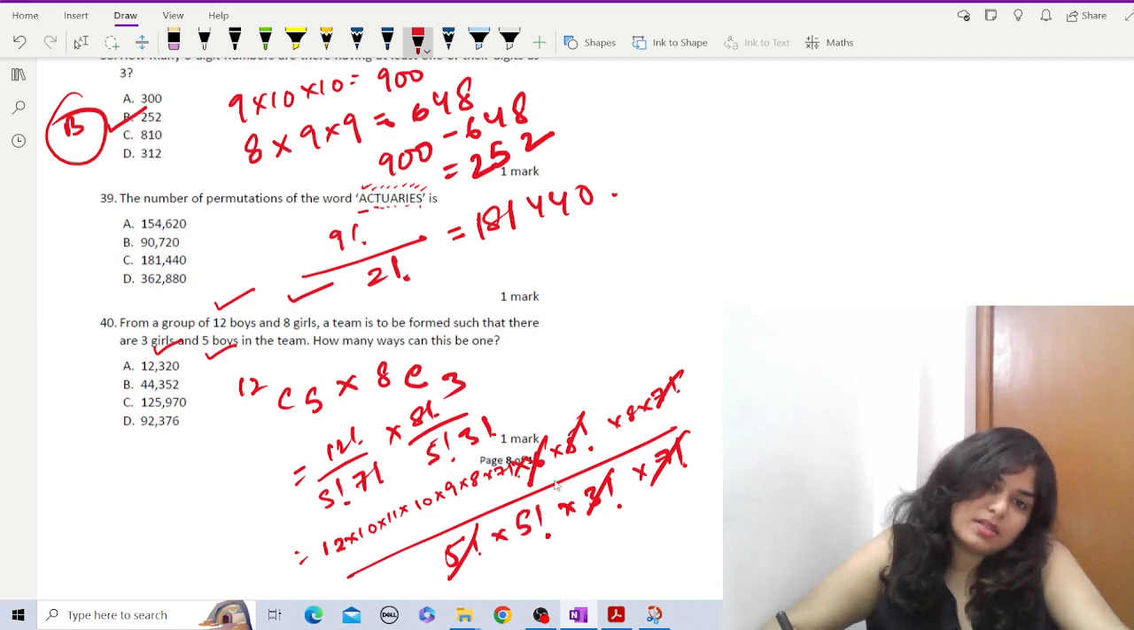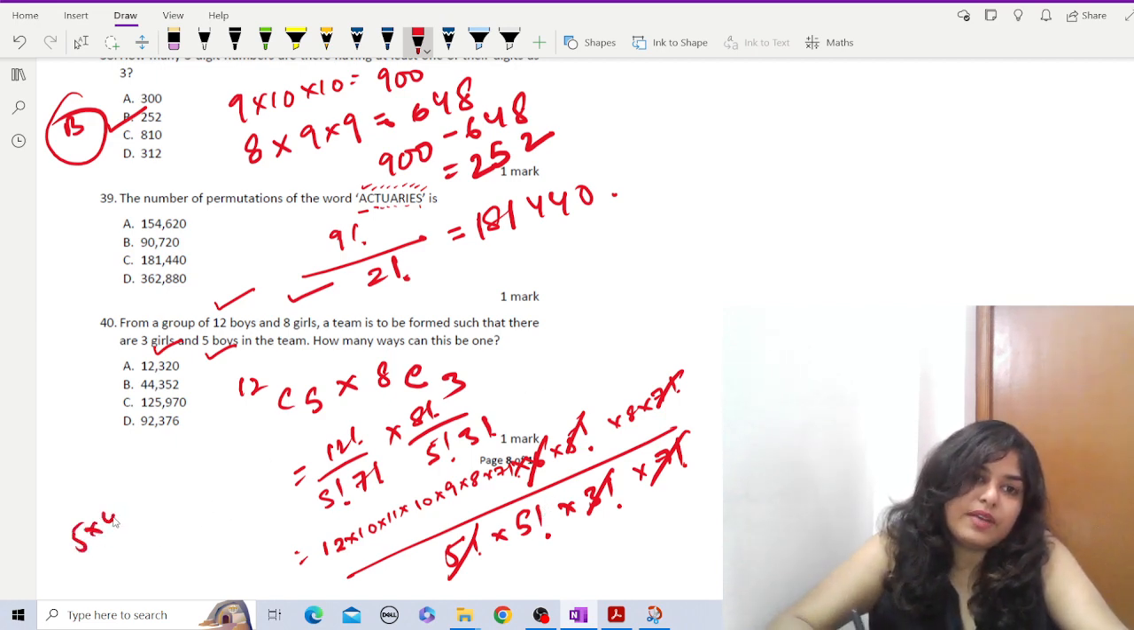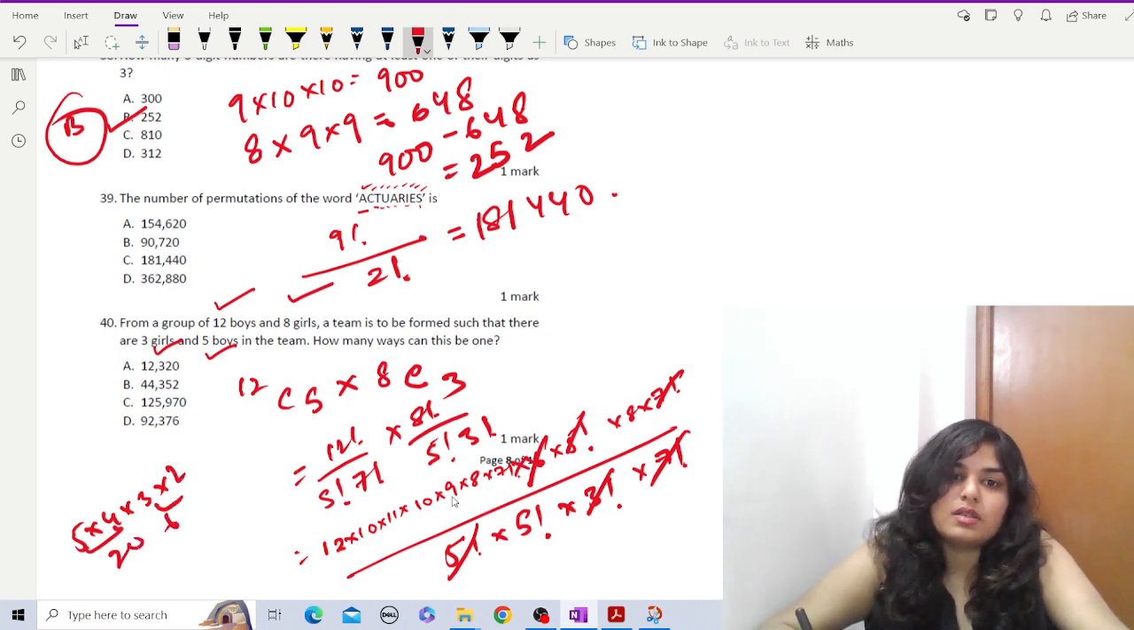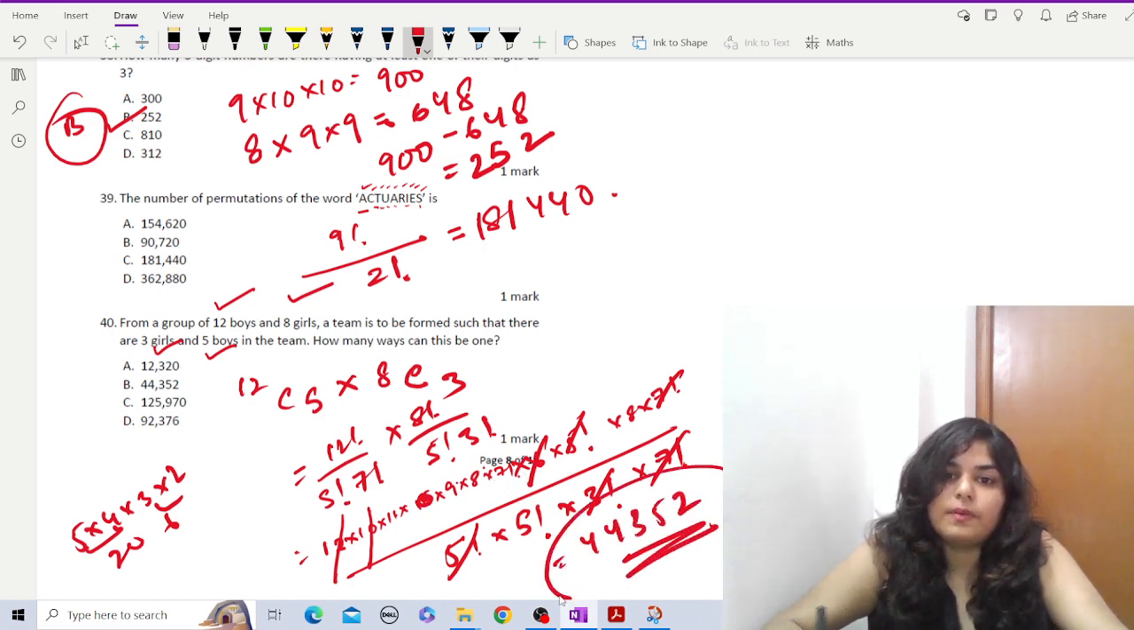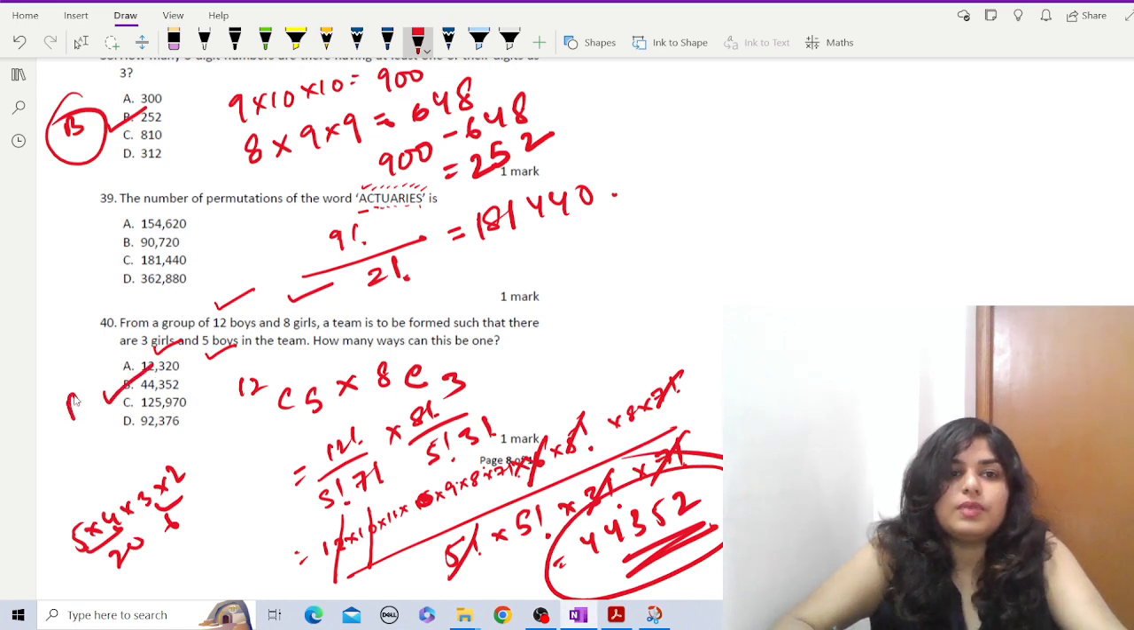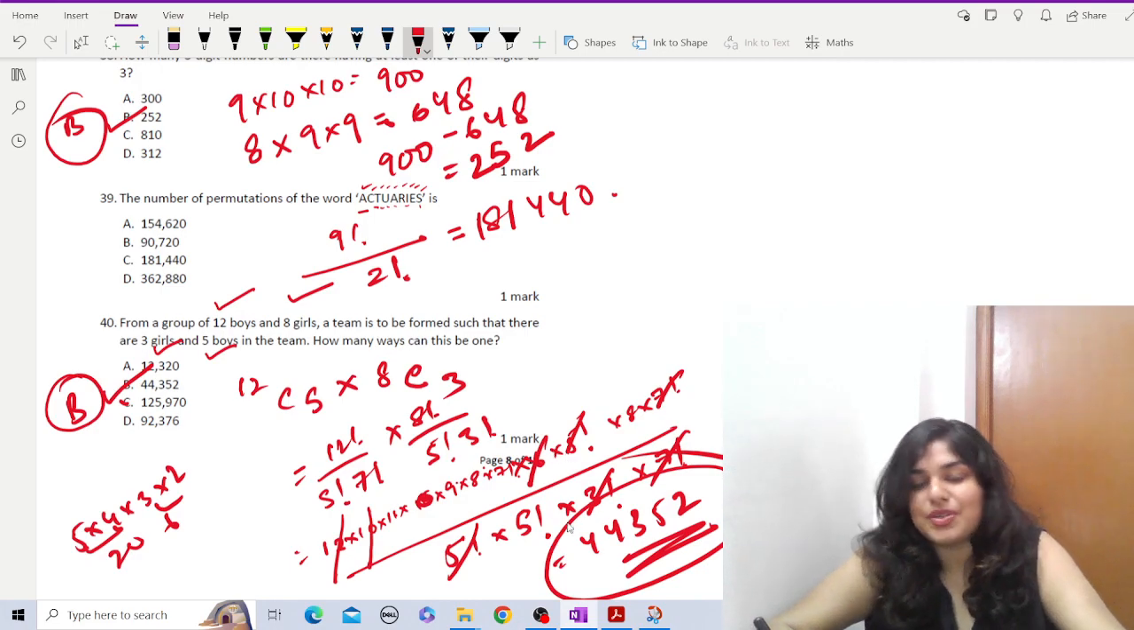So 5 fours are 20, 20 threes are 60, so 5 factorial is what? 5, 4, 3, 2, right? So it's 20 and 6, that's 120. Let's cancel out 120. 12 into 10 is 120. So we have 11 into 9 into 8 into 7, which is 44352. So 44352, B, is the correct answer. So that's it for the statistics section from ACET 2024 solutions.